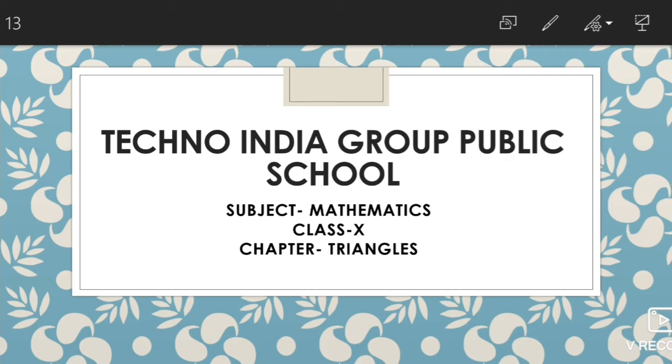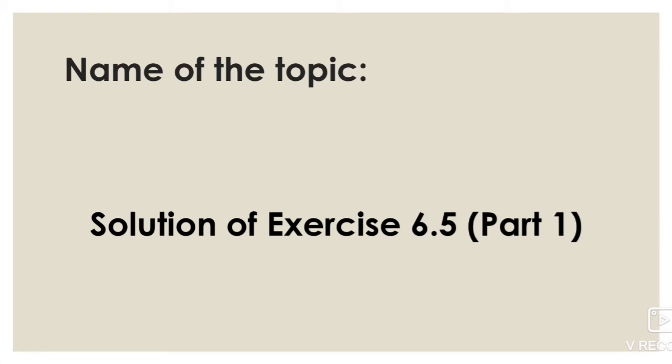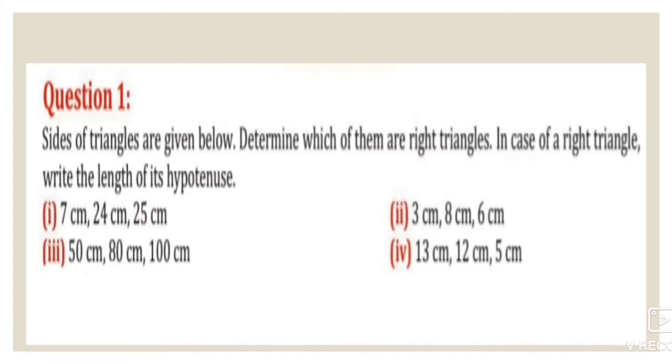Today we will continue our chapter Triangle. Today we will discuss the solution of exercise 6.5. In this video we will discuss the solution of question number 1, 2, 3, 4 and 5. This exercise mainly depends on the Pythagoras theorem and the converse of the Pythagoras theorem. So start with question number 1.